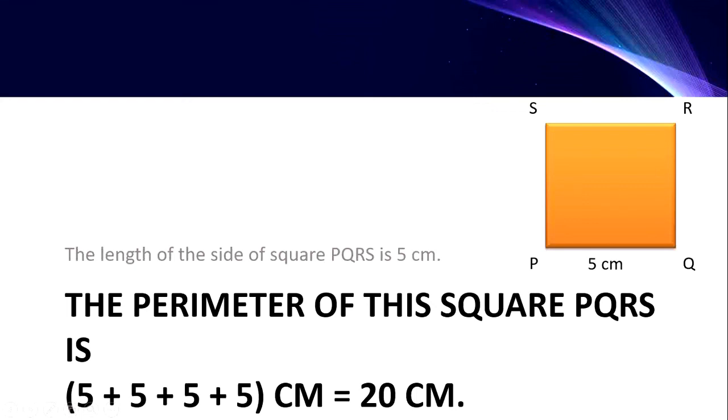What we will do here is that we will add 5 4 times. 5 plus 5 plus 5 plus 5. The perimeter of this square, that is the square PQRS, will be 5 plus 5 plus 5 plus 5 is equal to 20 centimeter. So the perimeter of this square is 20 centimeter. I hope you have got an idea of how to find the perimeter.